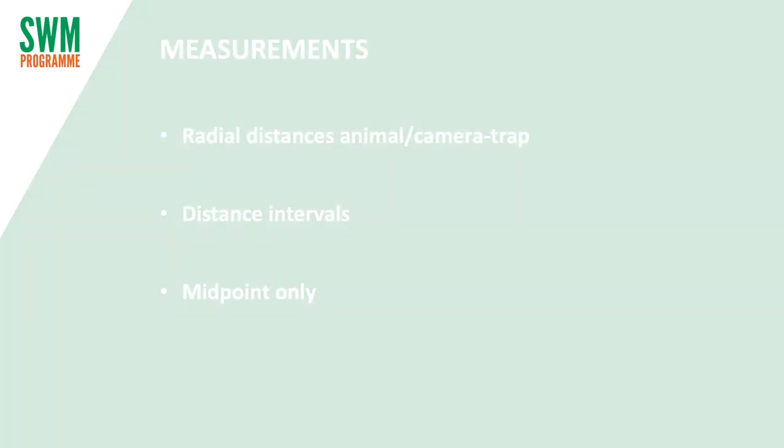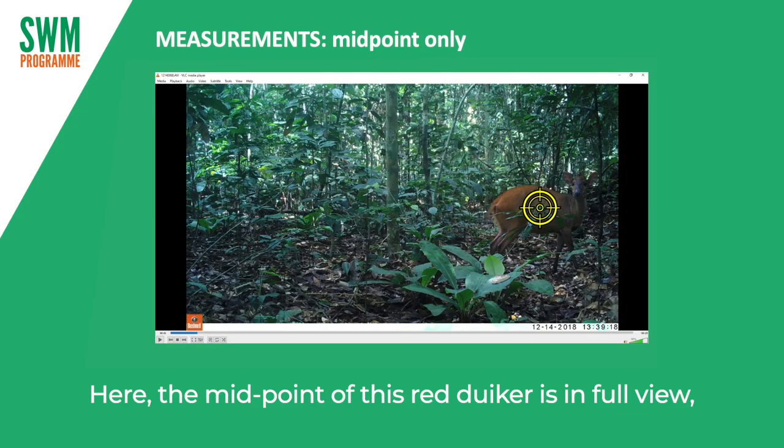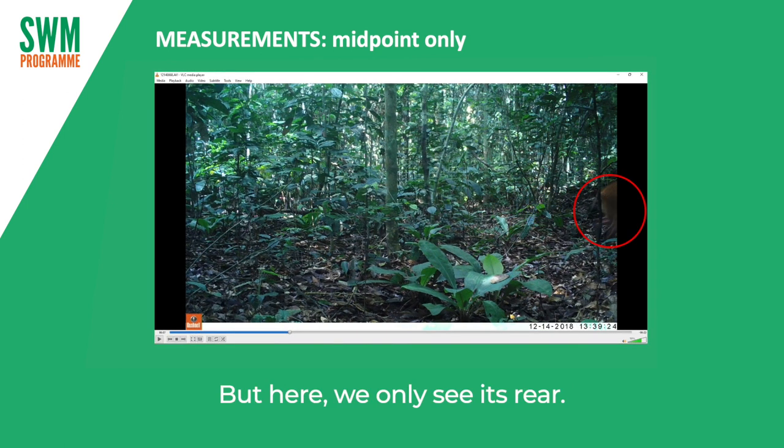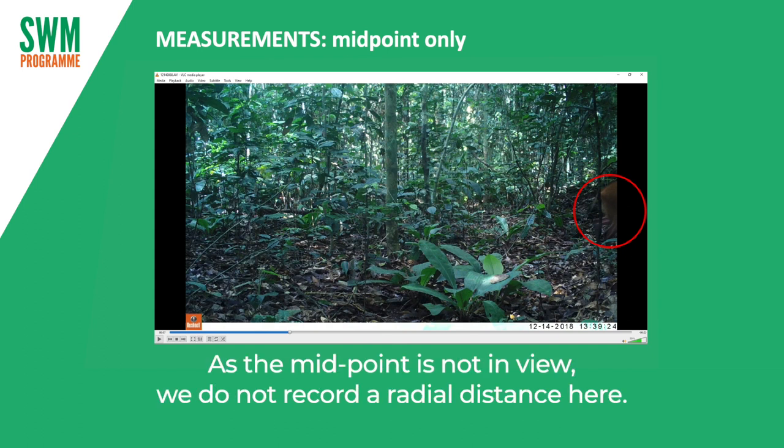Here, the midpoint of this red duiker is in full view, and we are able to record its radial distance. But here, we only see its rear. As the midpoint is not in view, we do not record the radial distance.